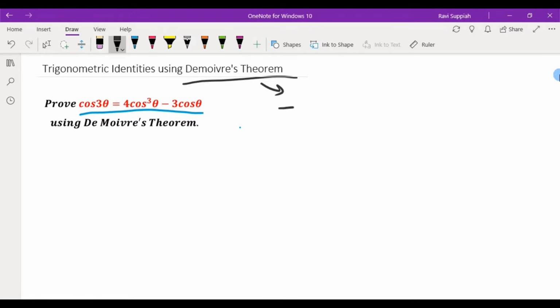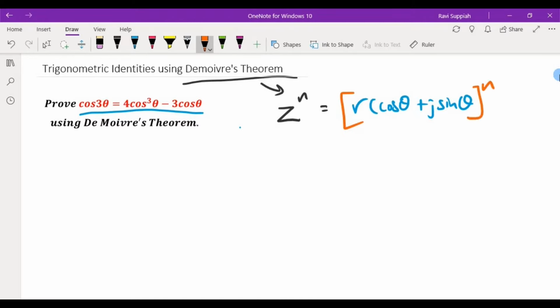When you have z to the power of n, and z is a complex number which is r (cos theta plus j sin theta), the whole thing to the power of n, what De Moivre's theorem says is this is equivalent to r to the power of n into (cos n theta plus j sin n theta).